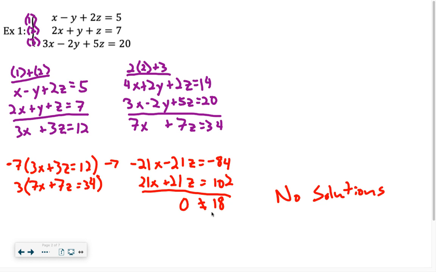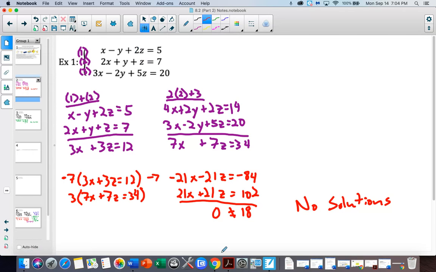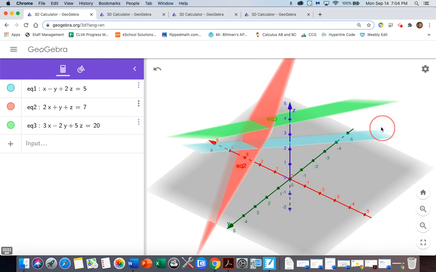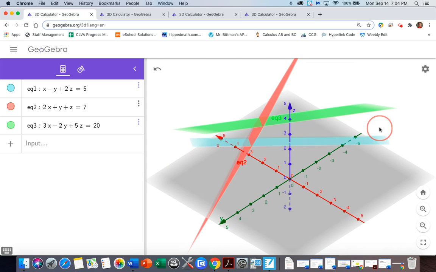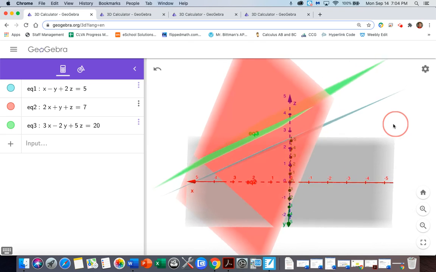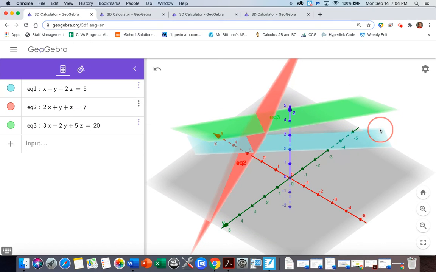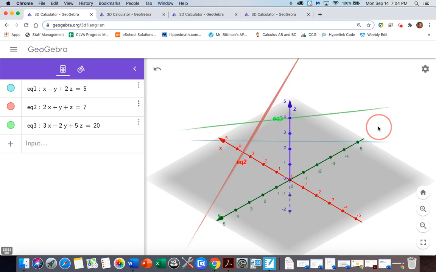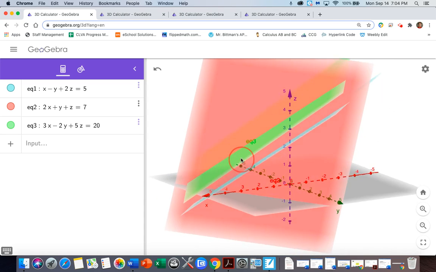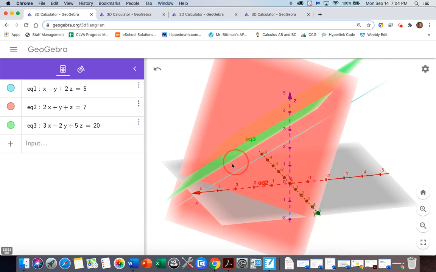All right? So visually, I just want to show you what this system looks like visually. Right? So this would be what we have. We can see that these 3 planes don't share any points in common. If the green and the blue planes were extended out, we could kind of create a little triangle here, and we would see that no points are shared among those 3 planes.